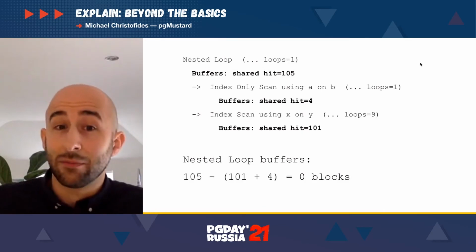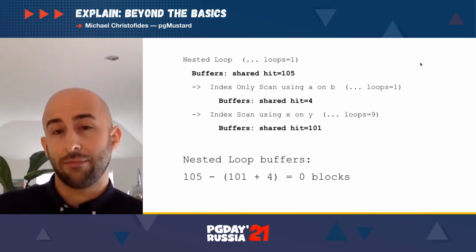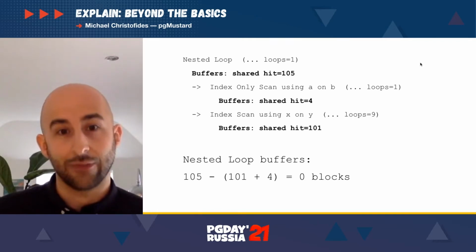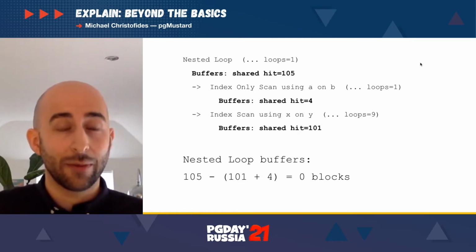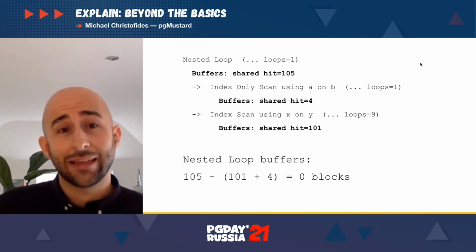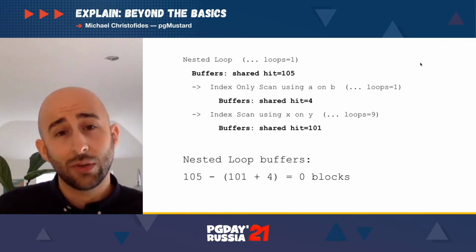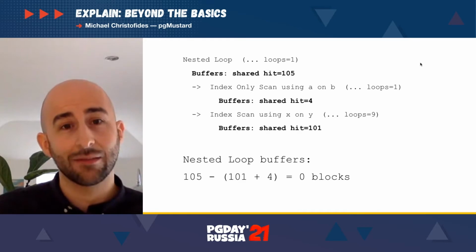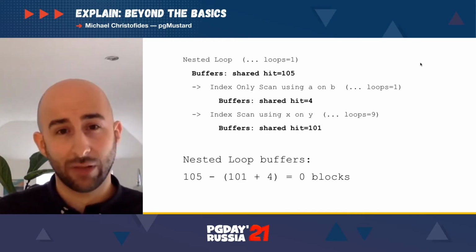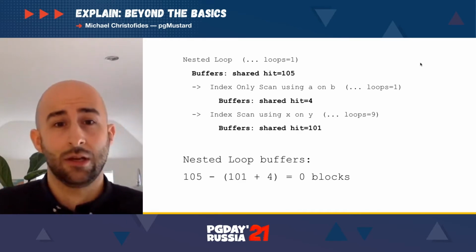Luckily, this is a bit simpler than before because we don't need to multiply by loops or take anything else into account. So in the simplest case, we're back to that nested loop example from earlier. You can see that that initial index only scan we're doing is reading 4 blocks. So that's the shared hit statistic there. That means they're coming from the buffer cache.